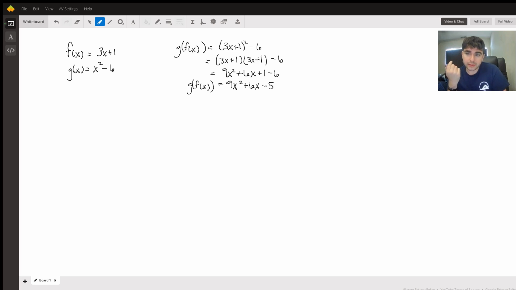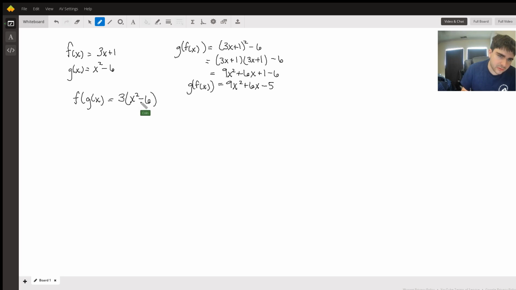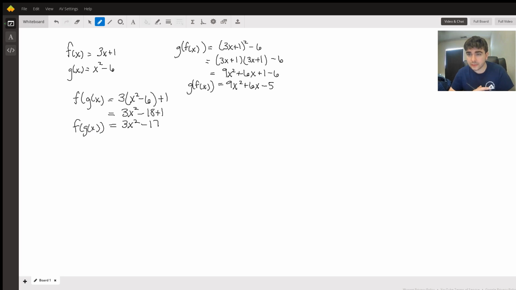One where we're basically doing this, but it could also be presented as, oh, we want to find the derivative of this function, which is basically the same strategy here. We just plug in this. So that's basically 3 times, in parentheses, that plus 1. This will give us 3x squared minus 18 plus 1. So 3x squared minus 17. These are two very different functions. So in the future, please be more specific when you're asking the question.